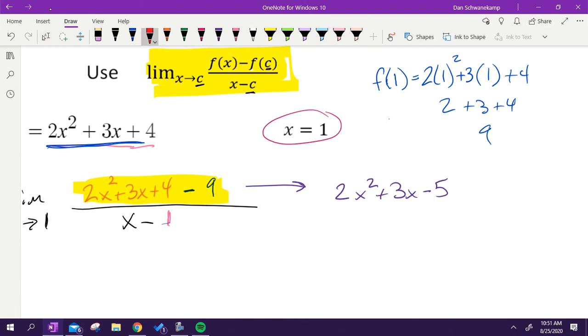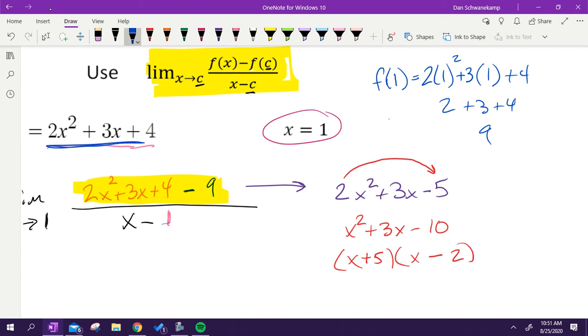Okay, so remember how we do this. I take this number, I borrow it over here. Once I've borrowed, I'm going to factor. So I need 2 numbers that multiply to get me 10 and add to get me 3. So 5 and negative 2. Then I'm going to divide by whatever number. So I factored. Now I'm going to pay back.